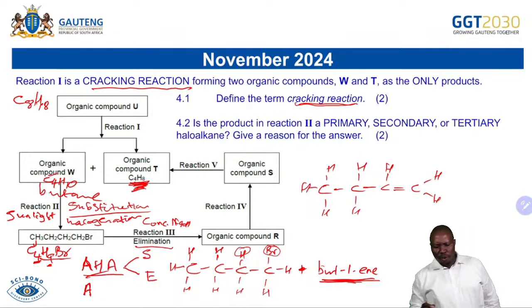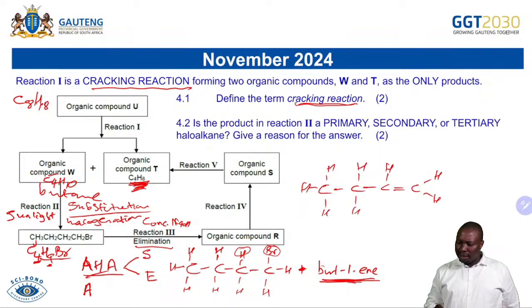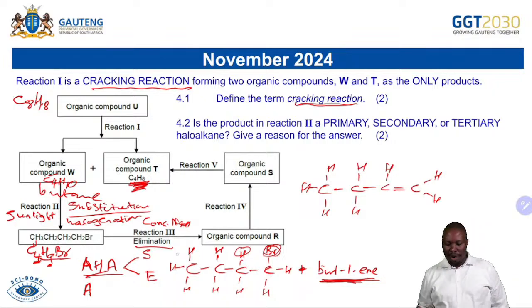Now, the question on this page: is the product in reaction 2 a primary, secondary, or tertiary alkyl? Give a reason for your answer. We said it's primary because the carbon that is bonded to the halogen is bonded to one other carbon.